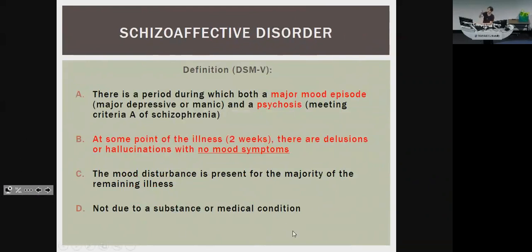And the correct diagnosis is schizophrenia and major depressive disorder. Makes sense? Because it hasn't been present for the entirety of the illness, you can't diagnose schizoaffective disorder. It's too complicated. That's why I don't think it's going to come up in an OSCE. Good question.